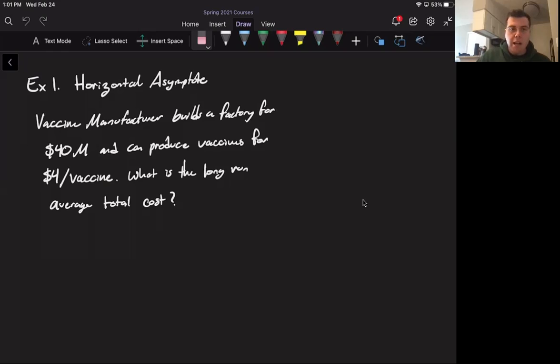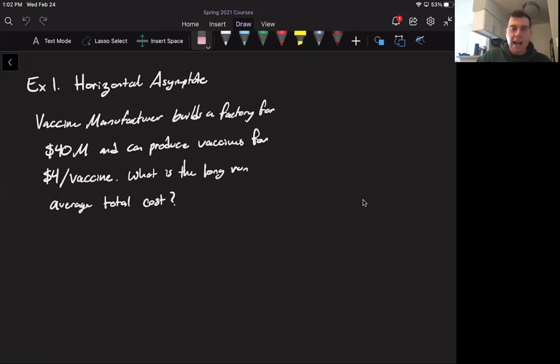That seems like a lot. I think that's around what they do cost. And then they're only producing vaccines for $4. So ultimately, they need to sell 10 million vaccines for it to be worth it to pay off the cost of the factory. But in this problem, we wanted to talk about what is the long run average total cost.